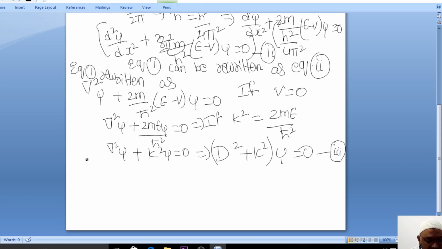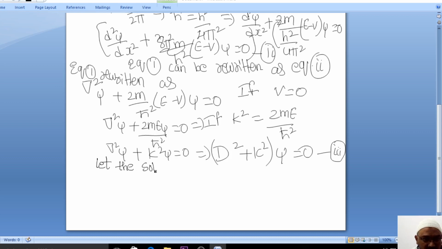Now, see here, this is the equation d square plus k square is equal to psi. Let us consider this is equation number 3. We have already considered this second order differential equation, the Schrodinger time independent equation expression also. So let us consider the solution.